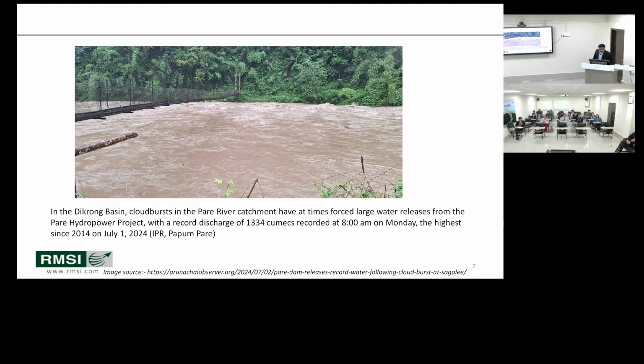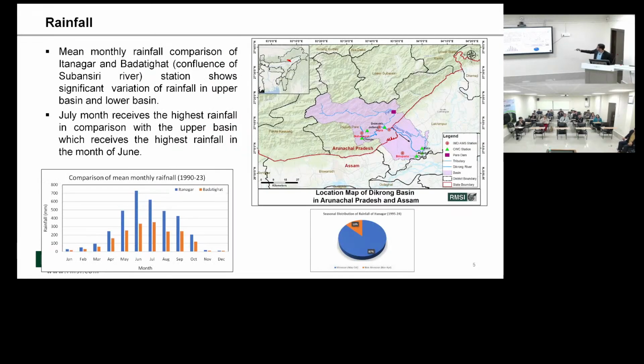So I've added a photo here. Let me show you the location it belongs to. This location belongs somewhere here, the Sagali area. And I forgot to mention that there is a dam, a reservoir and hydroelectric power plant, Pare Dam.